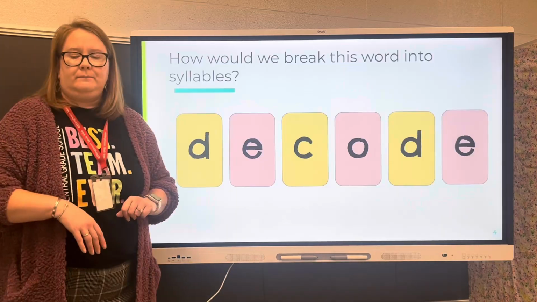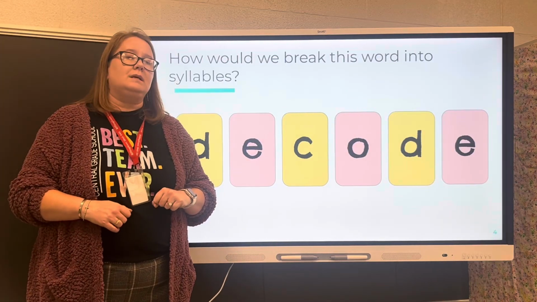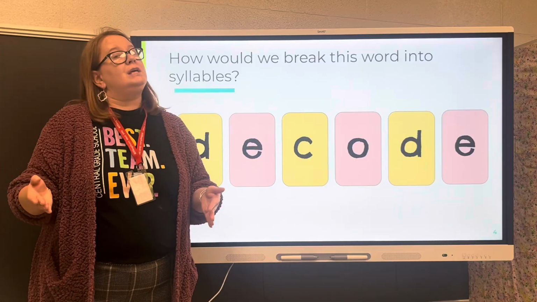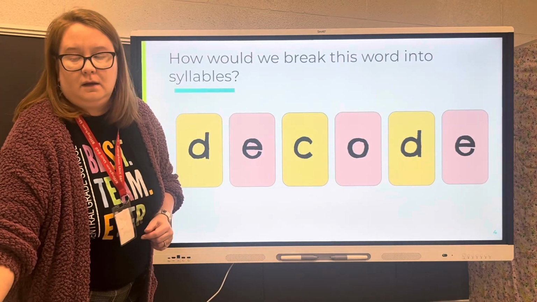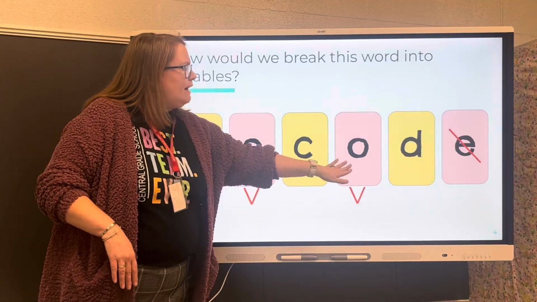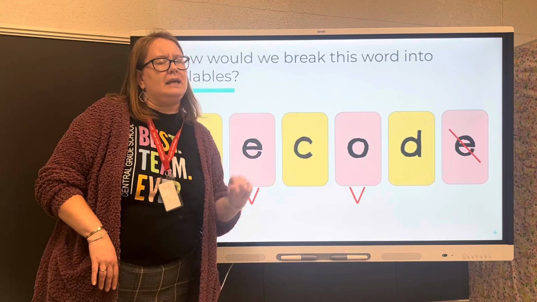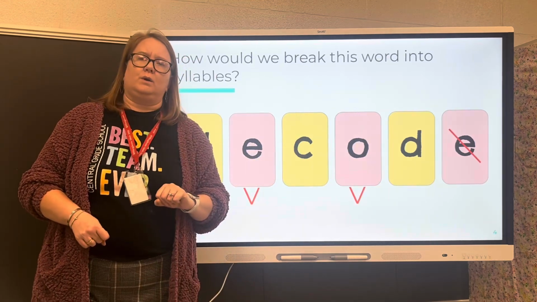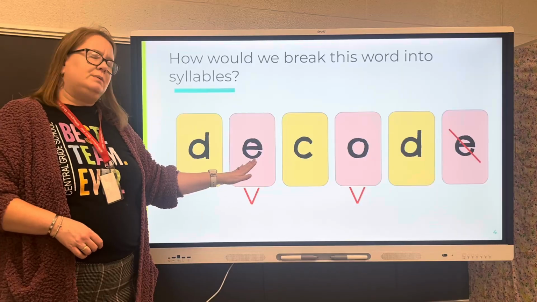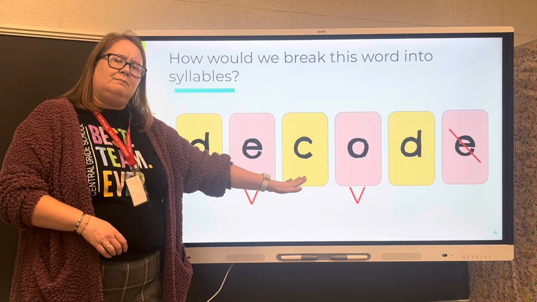Let's try another one. How about this word? How would we break this one into two syllables? Very first thing we always do is find our vowels. So I have an E and I have an O. Now I also have an E at the end, but we know E's at the end of a word are silent. So I'm not even going to look at that one for this word. I need to separate between my E and my O. Okay, I have one consonant in between.